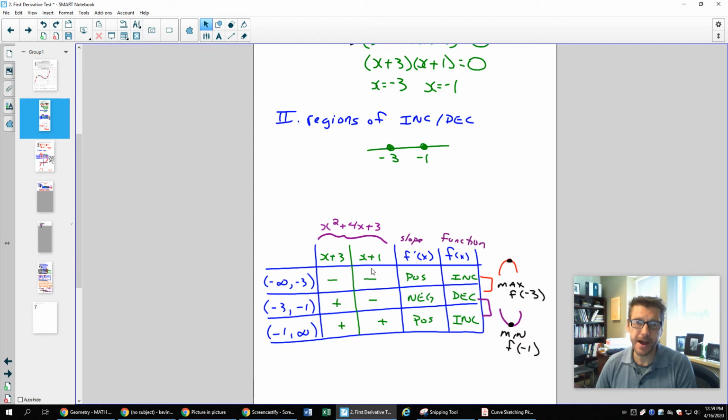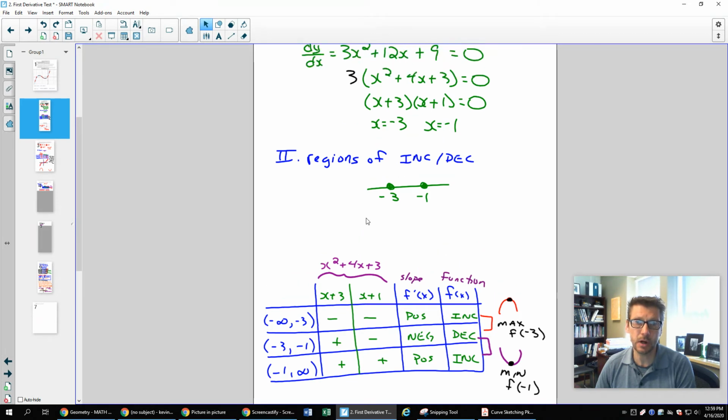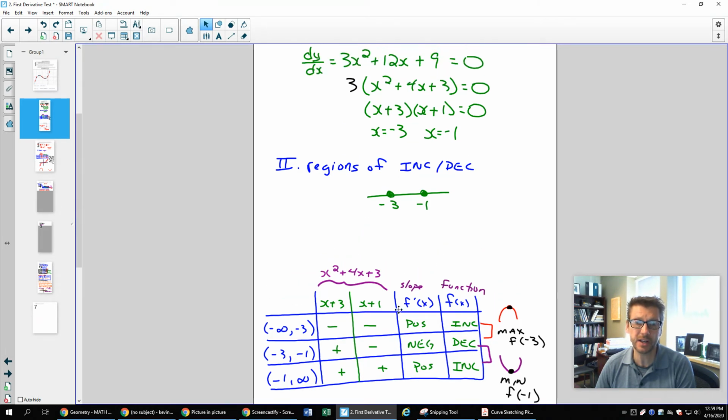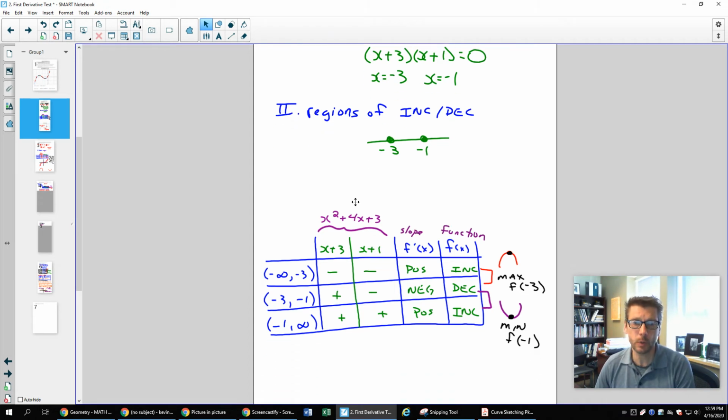I don't have to factor. I don't have to put my factors into the column. I could put my whole derivative into the column. I could have gone back and put 3x squared plus 12x plus 9 in here as well, because that's going to have no bearing on whether the slope is positive or negative. And I do a column for slope, and then a column for the function.